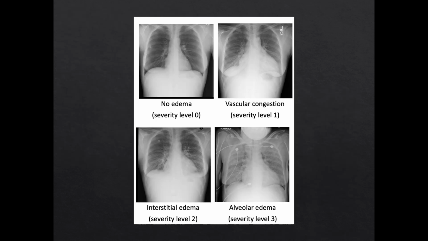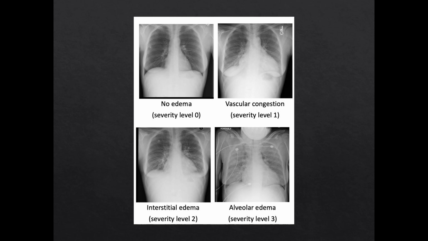This slide is a reminder that there are chronological stages to pulmonary edema that logically follow the pathophysiology we just talked about. Severity level 0 is no edema. This is simply a normal chest x-ray. Level 1 is still not considered edema. This is simply when the blood is beginning to back up, but no or an insignificant amount of fluid has leaked into the extravascular space.